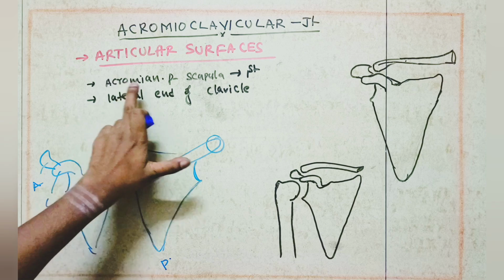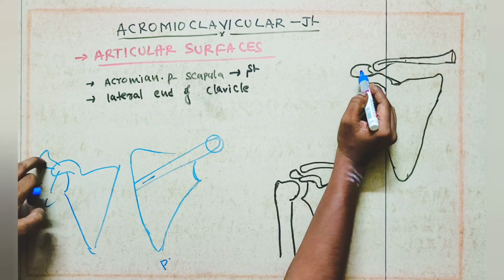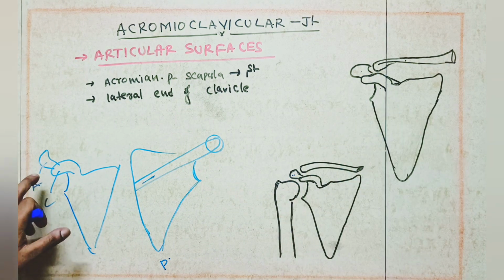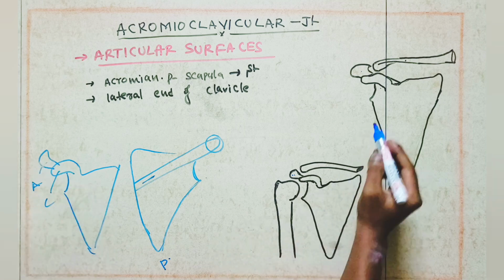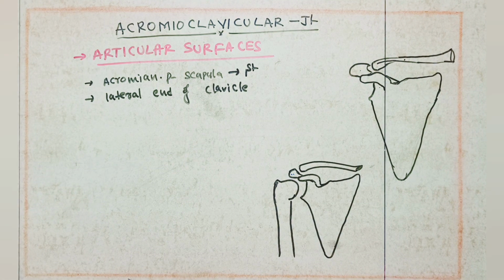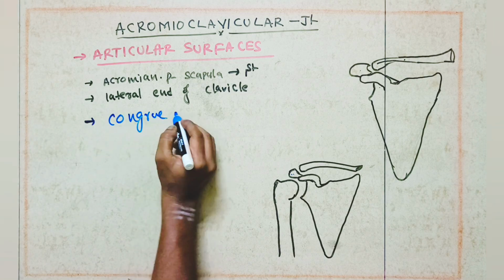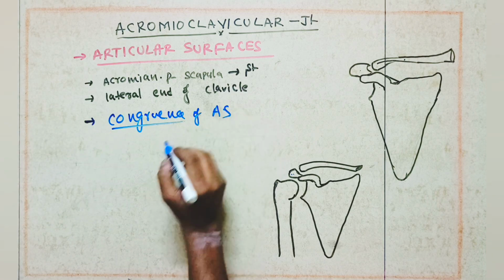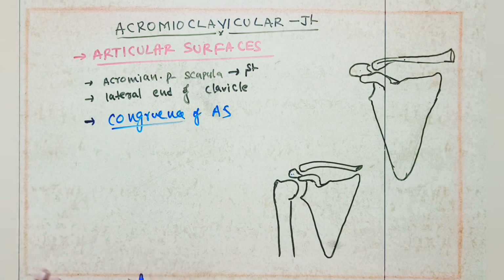So the joint is going to form between the acromion process of the scapula and the lateral end of the clavicle. One special point about this is the congruency. The congruency of the articular surfaces is a little different; the congruency is very different in this acromioclavicular joint.